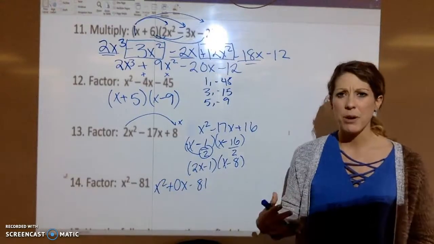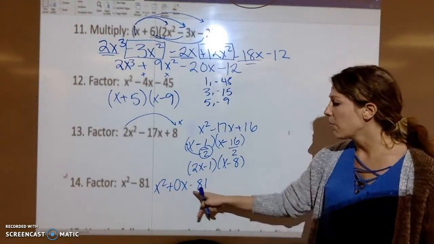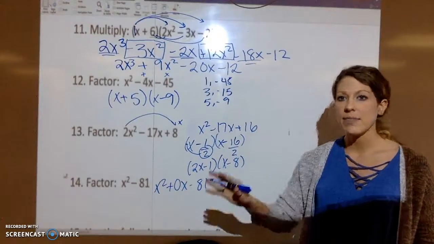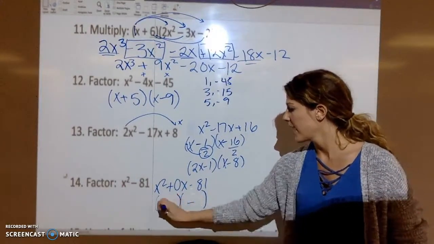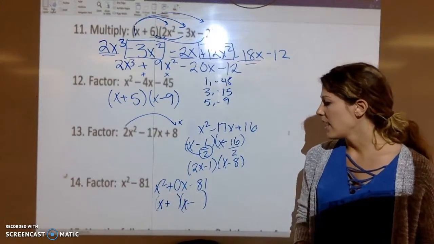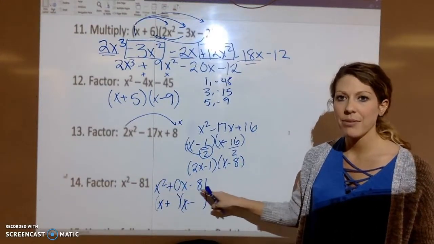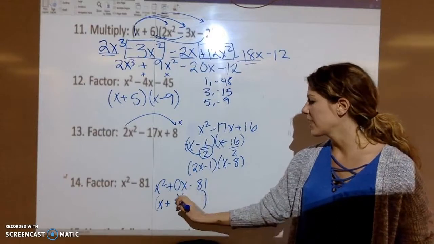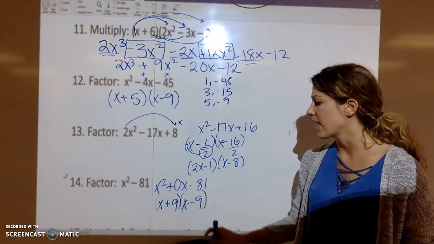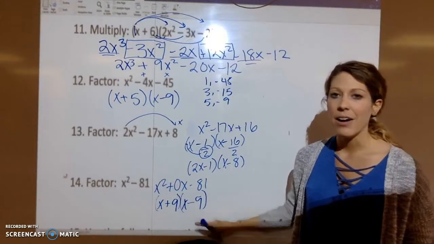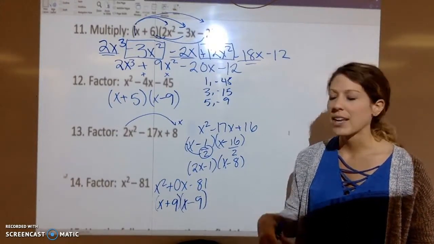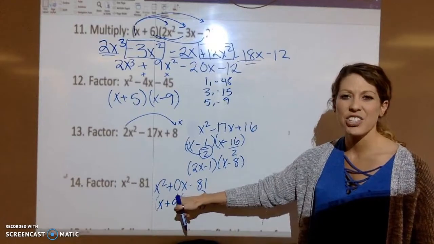That might help you kind of process what's happening there. So minus in the back means we need one positive and one negative. x and x. Then two numbers that multiply to 81 and add to 0, that's going to be 9 and 9, positive 9 and negative 9. There has to be one positive one and one negative one, because they have to cancel each other out.